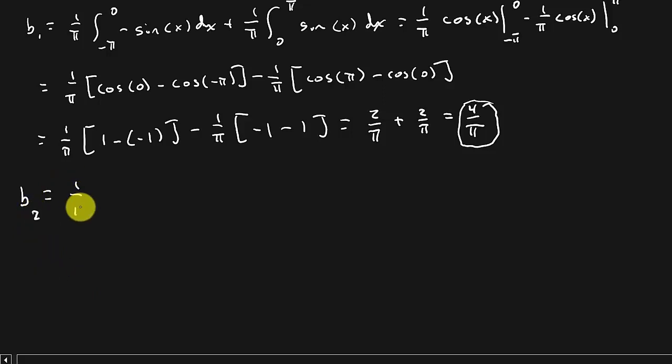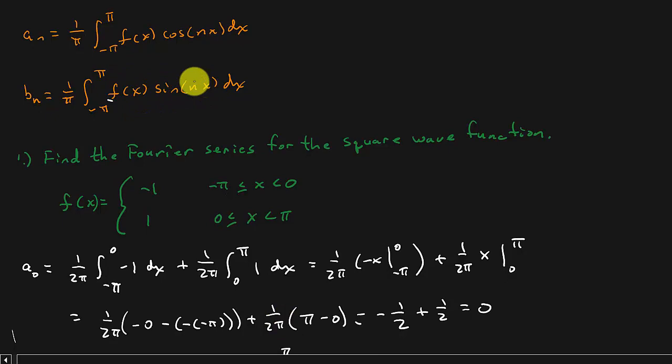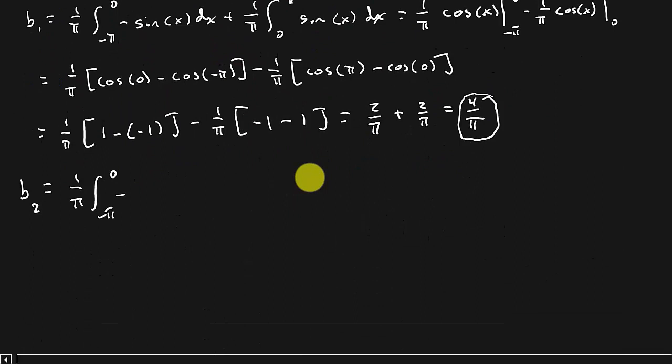All right. So we've got 1 over pi from negative pi to 0 of negative 1 times, remember, we're using this right here, negative 1 times sine 2x, because n is 2 this time. So that's negative 1 times sine 2x dx, plus 1 over pi times the integral from 0 to pi of sine, because our function is 1, times sine 2x dx.